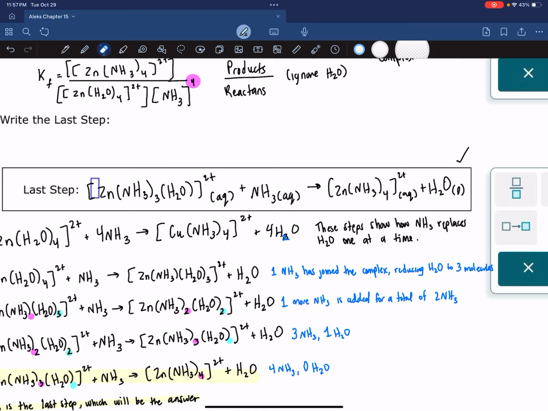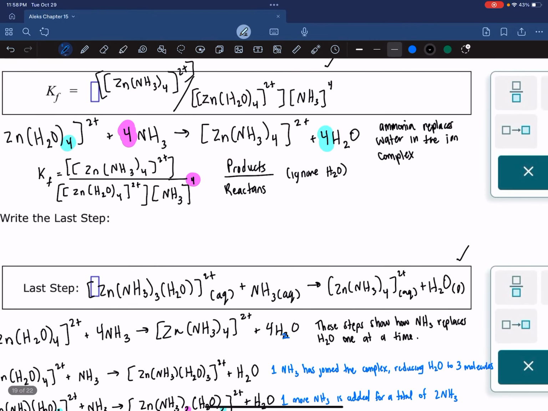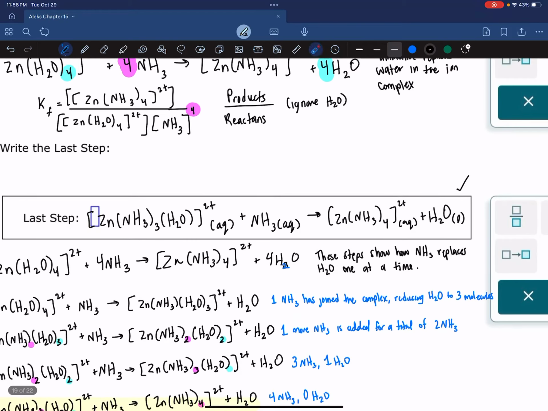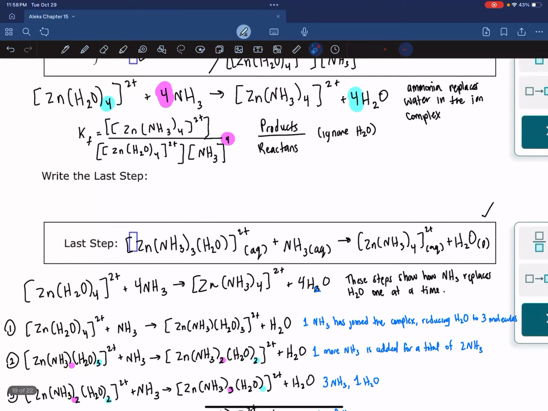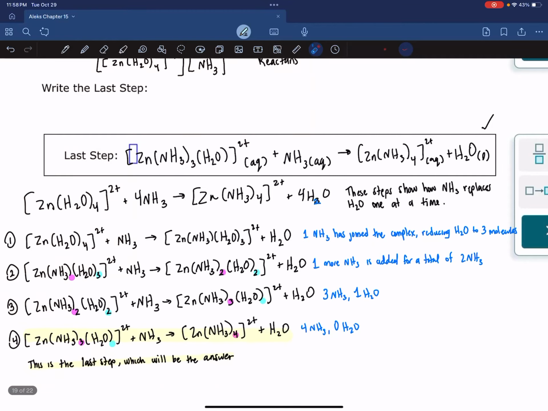The second part of this problem just has us using this guy here. And let me go ahead and fix this. Should be zinc. So this is the exact same equation that we have up here, and we're just going to be breaking it down into the different steps.